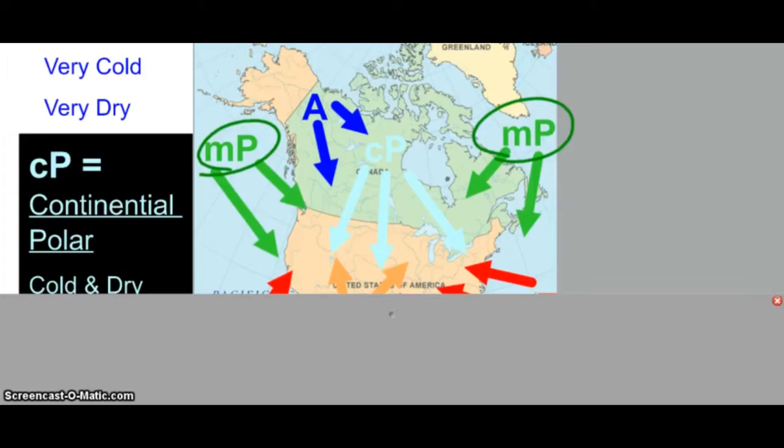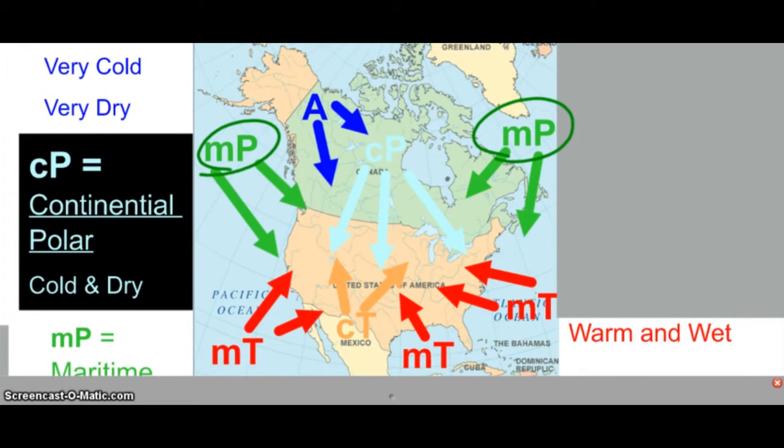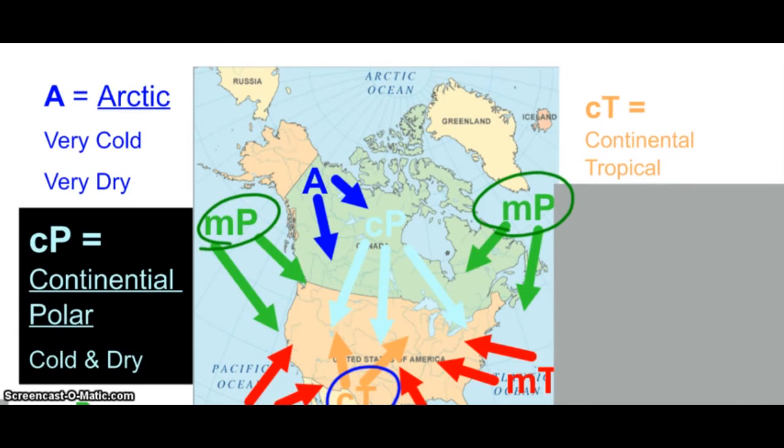Alright, so the first three were cold. What are the next two going to be? Not cold? Warm? Hot? We are going to start with CT right here. CT stands for continental tropical. Is it going to be cold or hot? Hot. Thank you. And wet or dry? Dry. Nice. Continental tropical is going to be warm and dry.